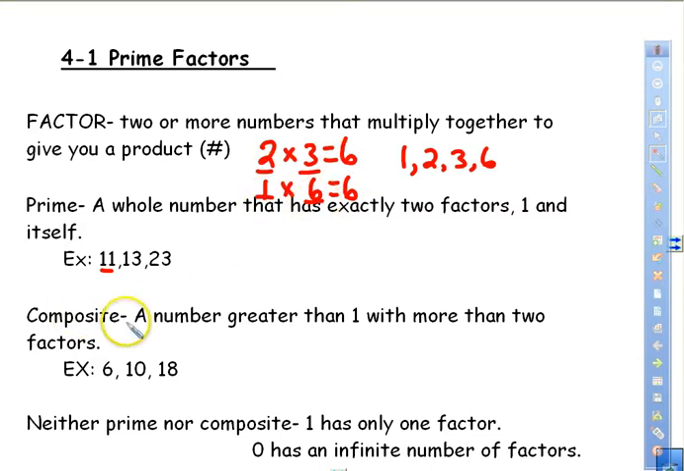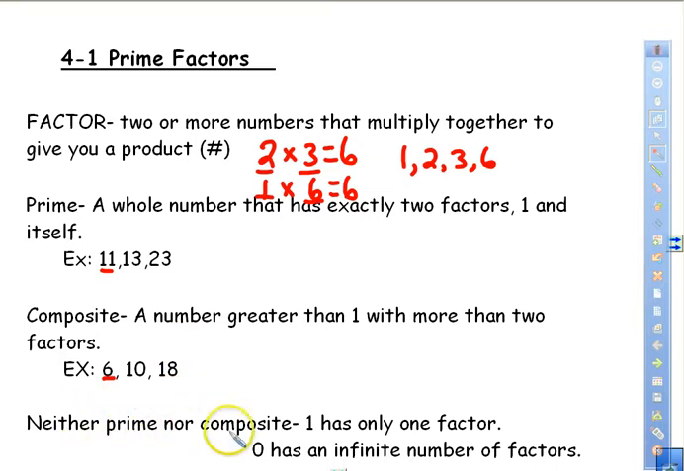Now a composite number, again, is a number greater than 1 with more than two factors. And again, these are whole numbers. So 6, we already explained that one. For 10, it'd be 1 times 10 and 2 times 5 would give me 10. And for 18, we would have 1 times 18 and also 2 times 9 and also 3 times 6. So that is a composite number.